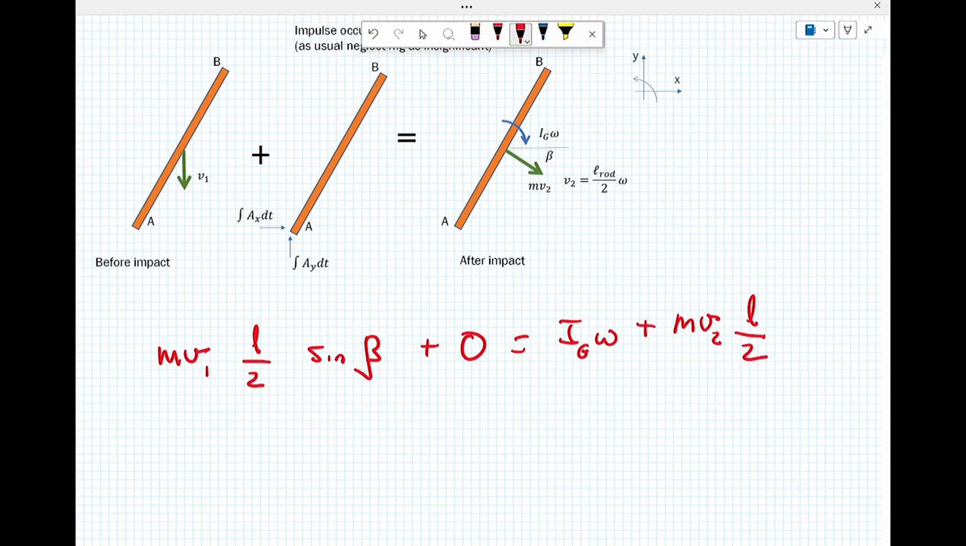So when it started, that's my linear momentum, that's the moment arm, that's the impulse, which is zero, and then here's my angular momentum, and my linear momentum, and my moment arm. Because at that point, v2 is normal to point A. So it doesn't have the sine beta.